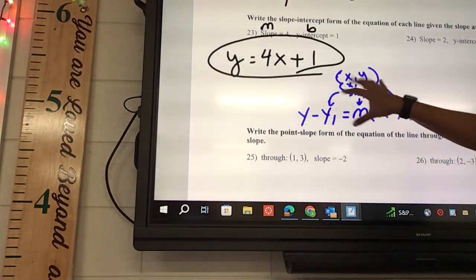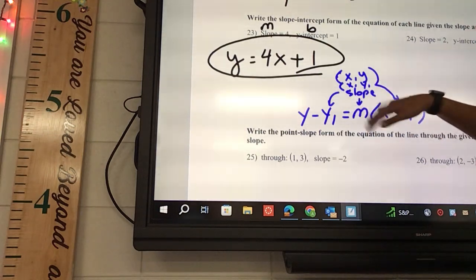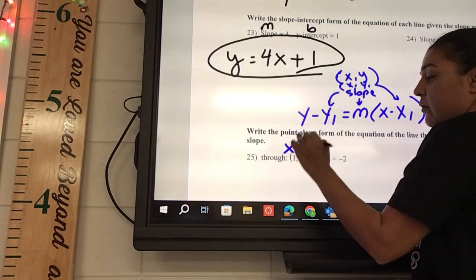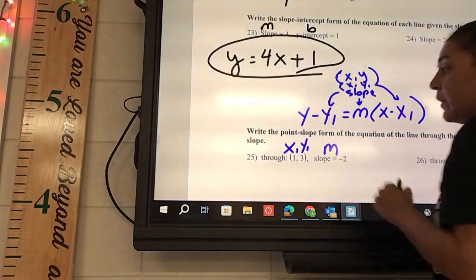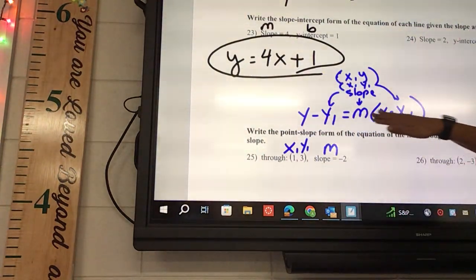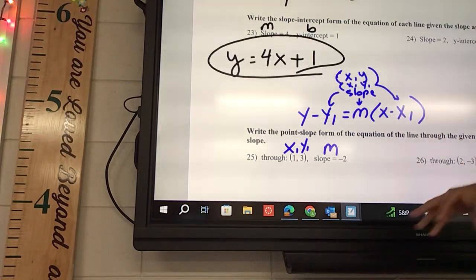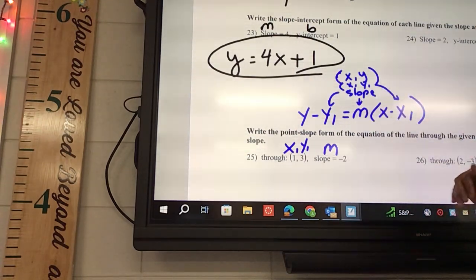Not exactly like this, y is pointed there, but you could label these x1, y1, and my m. And so now we have enough information here to plug everything in, okay? And if I'm going too fast, please pause the video and take whatever notes you can, okay?